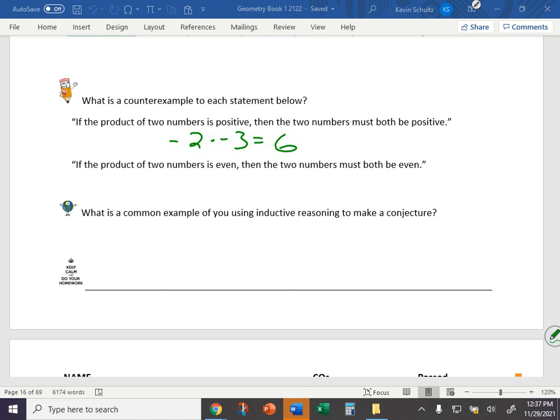If the product of 2 numbers is even, then the 2 numbers must both be even. What is the counterexample to that? Drake? 3 times 4. Right? Even product, 1 odd, 1 even number.